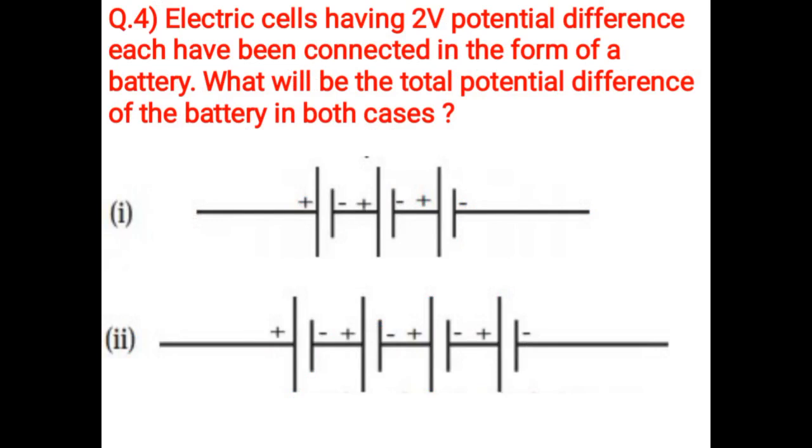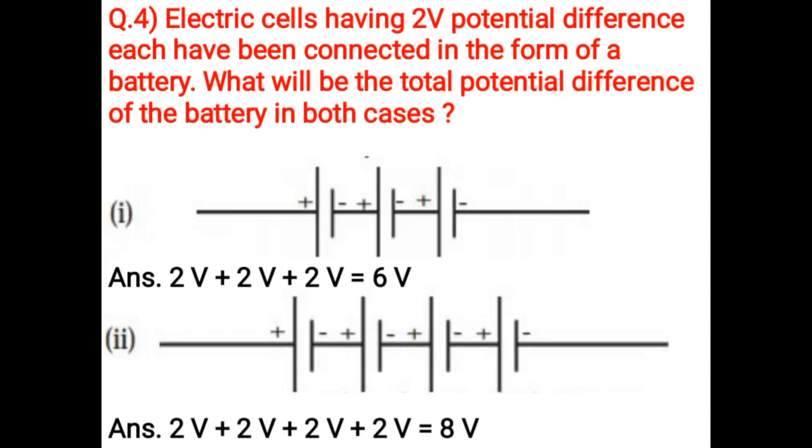Electric cells having 2 volt potential difference each have been connected in the form of a battery. What will be the total potential difference of the battery in both cases? In figure 1, 2 volt plus 2 volt plus 2 volt is equal to 6 volt. In figure 2, 2 volt plus 2 volt plus 2 volt plus 2 volt is equal to 8 volt.